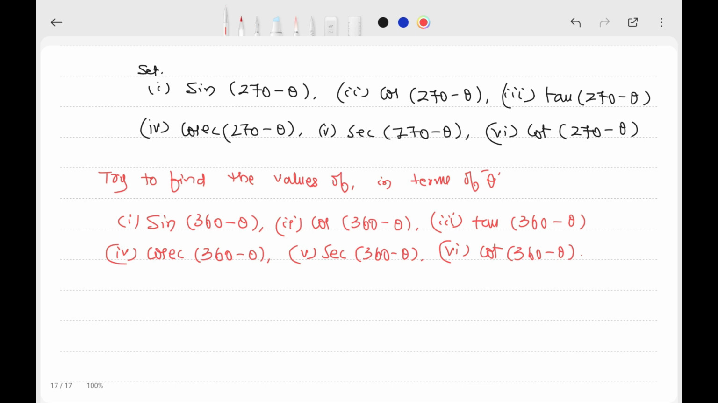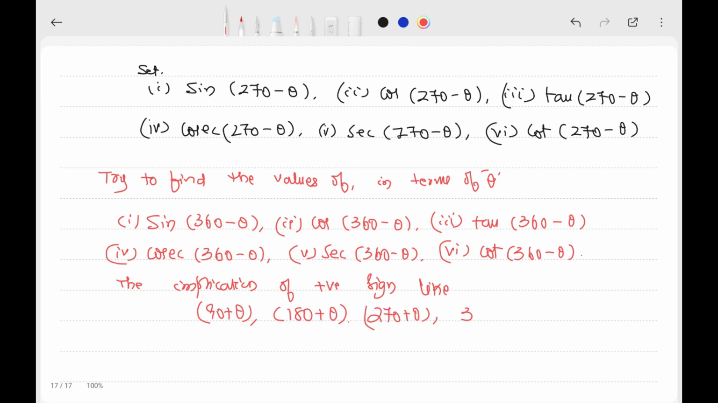In the next class, the implication of positive sign, like 90 plus theta, 180 plus theta, 270 plus theta, 360 plus theta, we will discuss. Then we will go for MCQs.